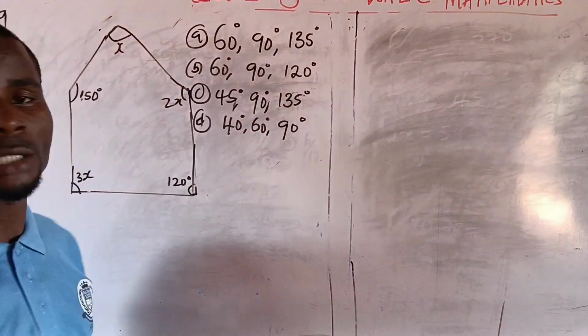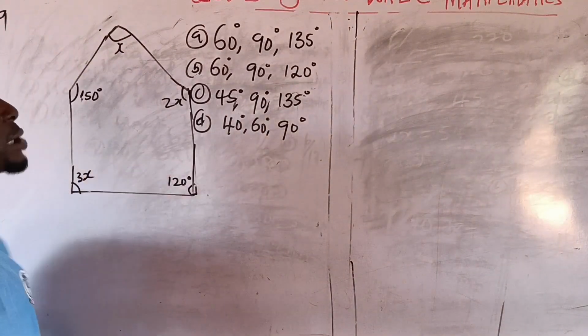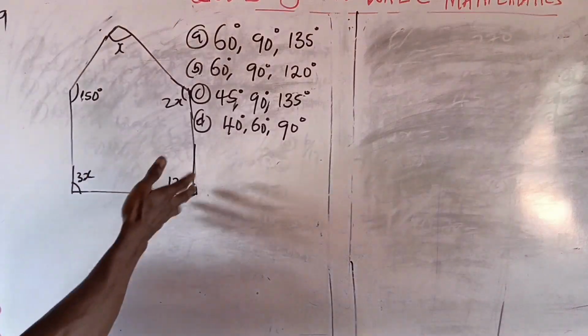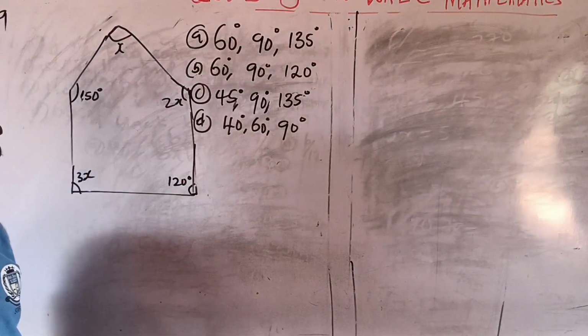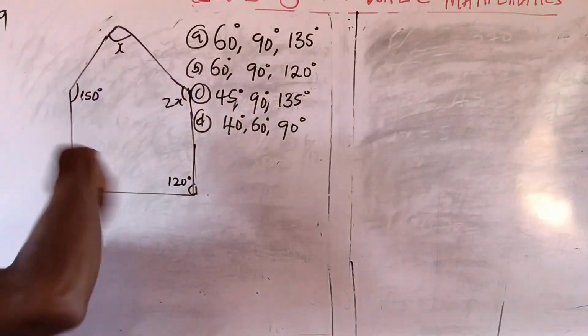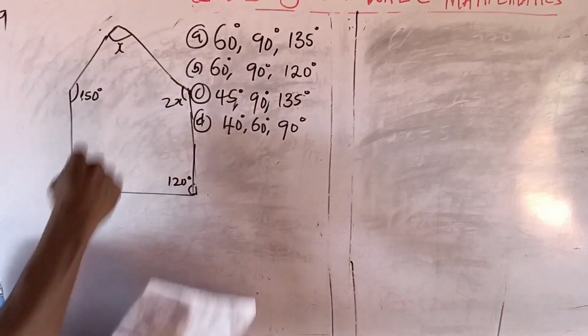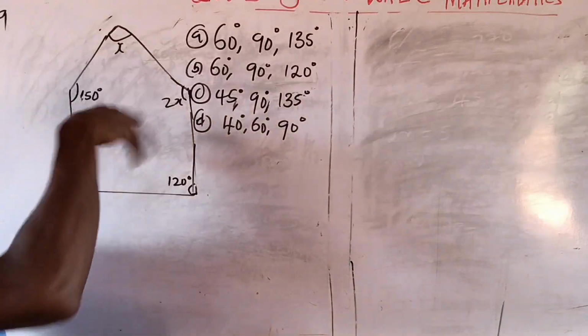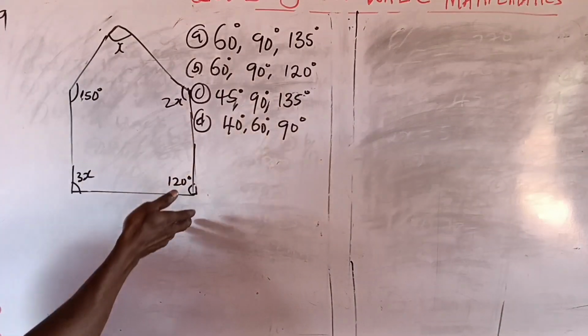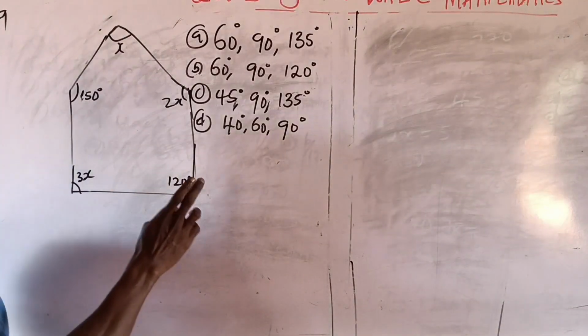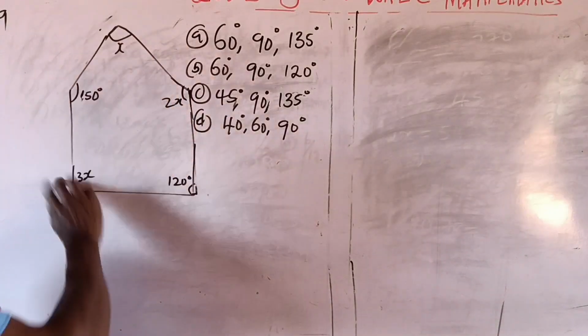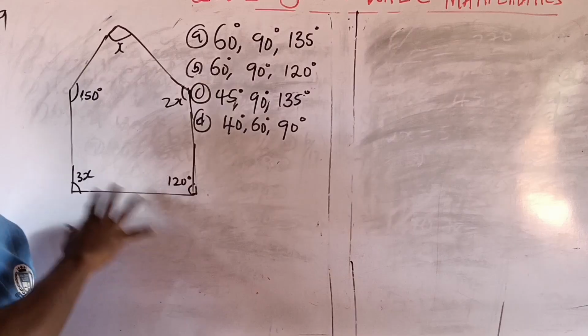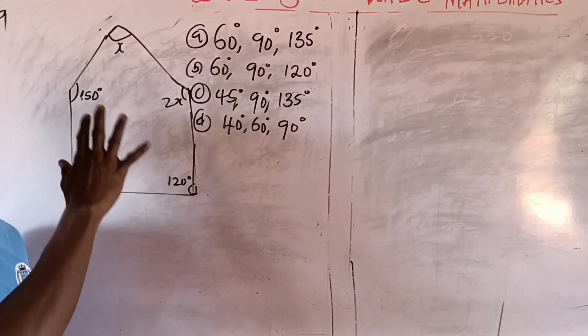Now let's consider this question. This is question 29. So the diagram is given and some options. To solve this kind of question, this is a polygon diagram. If you check the sides, you will see that it has 5 sides. This is 1, 2, 3, 4, 5. So this 5-sided polygon is known as a pentagon.